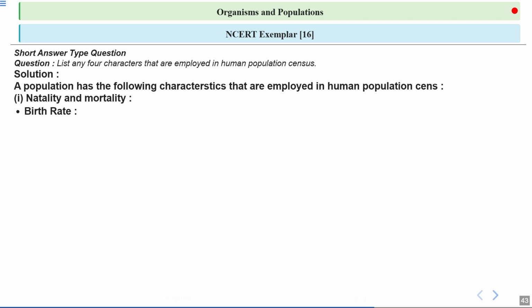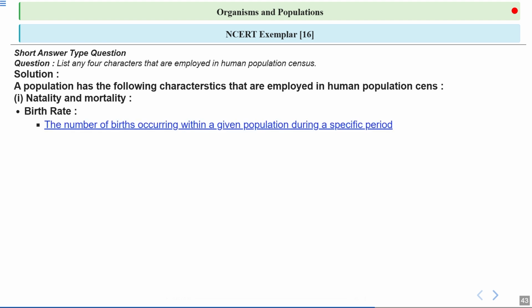Let's talk about the birth rate first. The number of births occurring within a given population during a specific period is known as the birth rate. For example, if 100 babies are born in a town in 1 year, that's the birth rate for that year. It increases the size of the population. Obviously, the number of individuals being added to the population will increase the population density.